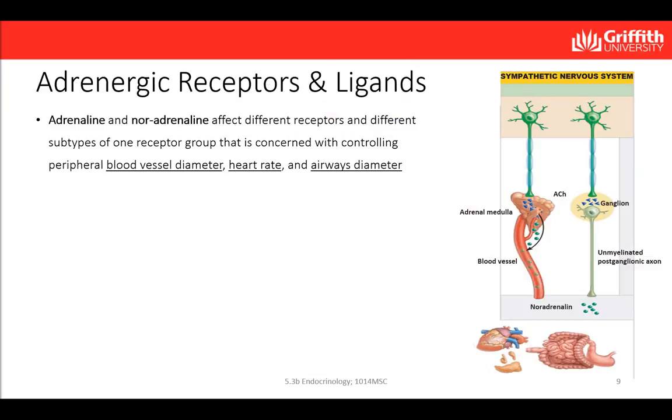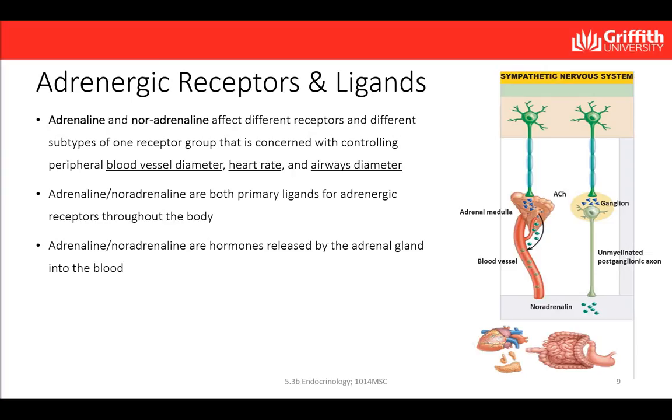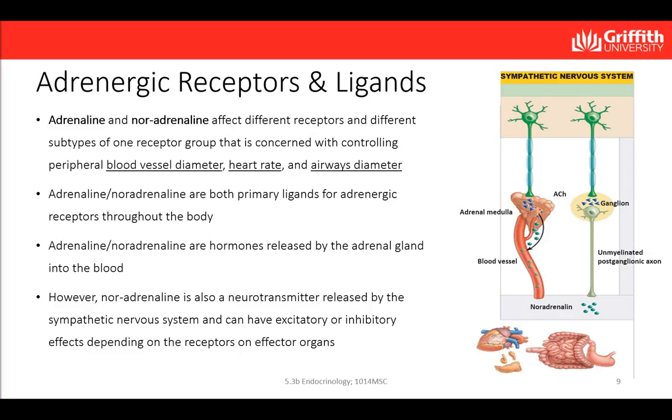Adrenaline and noradrenaline are hormones that can affect different receptors and different subtypes of one receptor group that is concerned with controlling peripheral blood vessel diameter, heart rate, and airway diameter. These hormones are primary ligands for adrenergic receptors throughout the body and are released by the adrenal gland into the blood. Noradrenaline is also a neurotransmitter that is released by the sympathetic nervous system, and depending on the type of receptors on the effector organ, the effect may be excitatory or inhibitory.